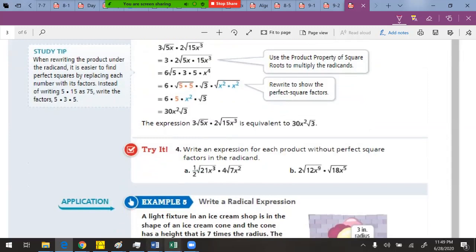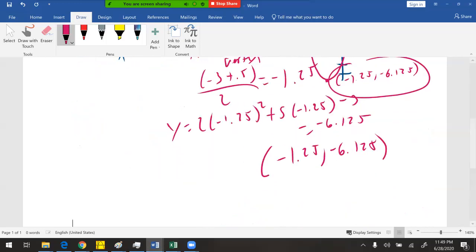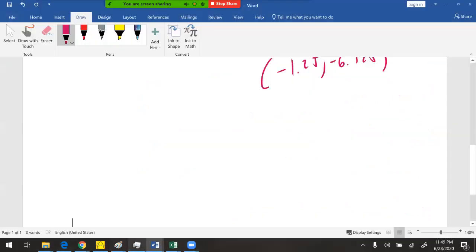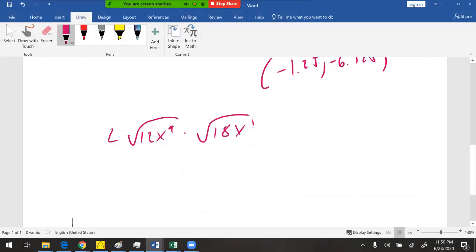Okay, I'm going to do this on a separate sheet of paper, so let's write this down. So we're going to get 2 times radical 12x to the 9th, multiplied by radical 18 times x to the 5th. Let's multiply 12 and 18, so the 2 stays outside. 12 times 18, let's use our calculators for this. Okay, 216. And then we're going to add the x exponents, 14.